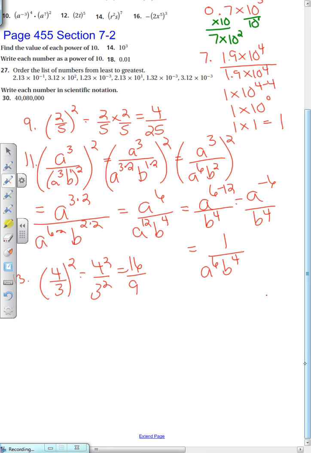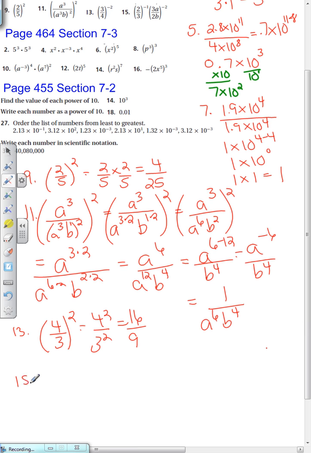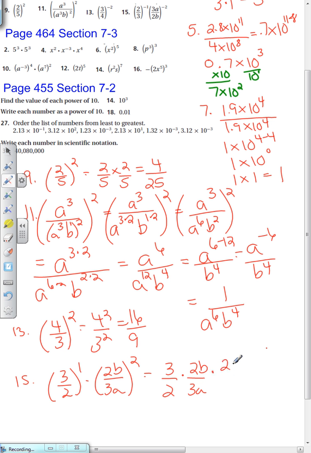For number 15, 2/3 to the negative 1, you can flip it and make it 3/2 to the positive 1. Then 3a over 2b to the negative 2nd, I can flip that upside down, make that 2b over 3a to the positive 2nd. So this is going to be 3/2, and then 2b over 3a to the 2nd really means 2b over 3a times 2b over 3a. That's the meaning of it.